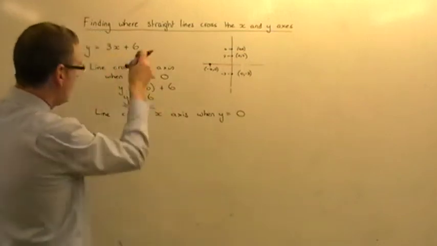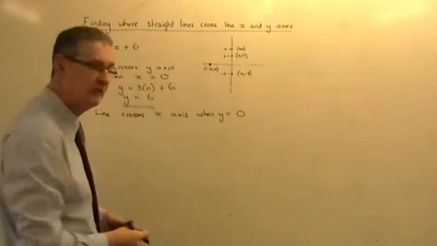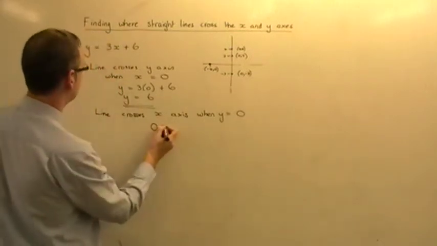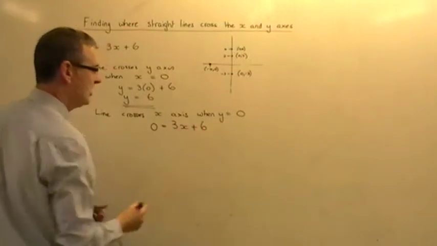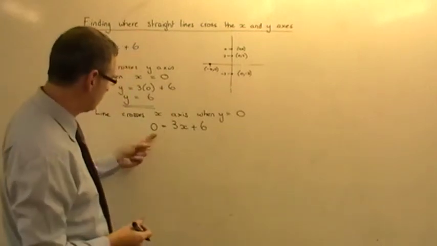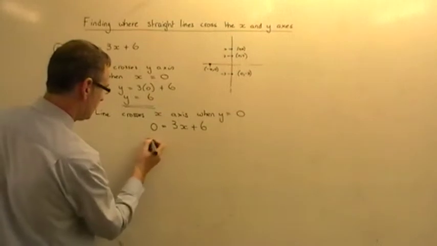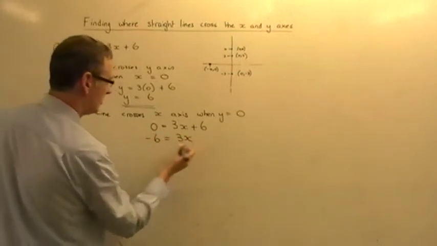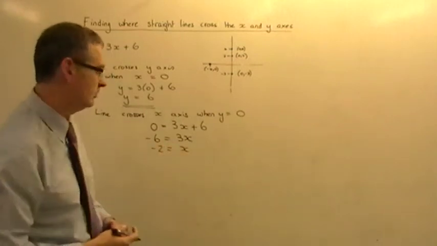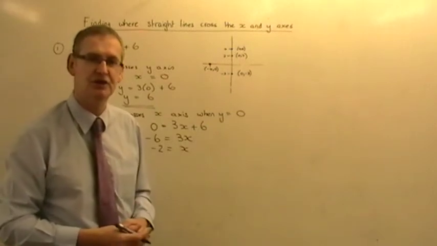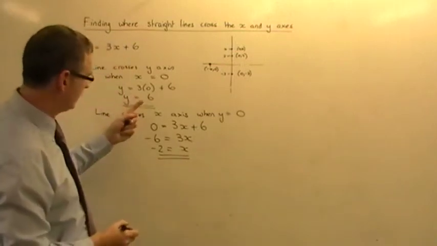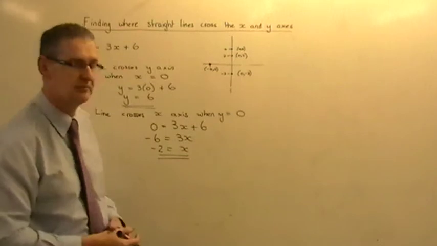So we take the equation of the line we're talking about, and everywhere you see a y, you change it to 0. So y becomes 0, and we get 0 equals 3x plus 6. By doing this, we set up a little equation we can solve to find the x value. Take the 6 to the other side, you get minus 6 is equal to 3x. Divide both sides by 3, and you get minus 2 equals x. Minus 6 divided by 3 is minus 2. So I now know the 2 places where this straight line crosses the axes: y equals 6 and x equals minus 2.